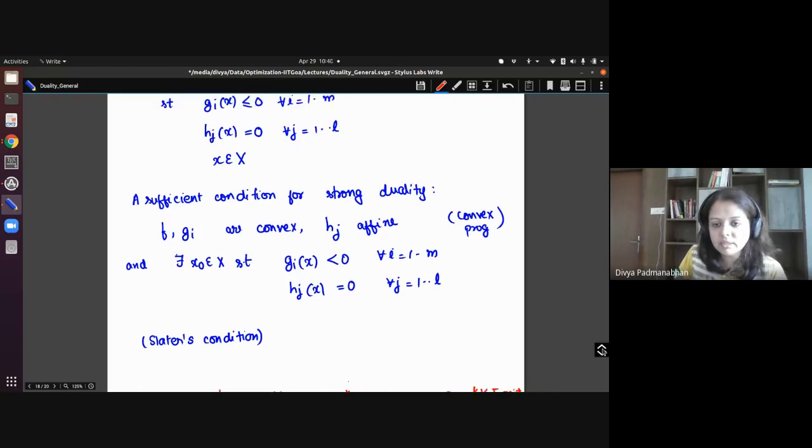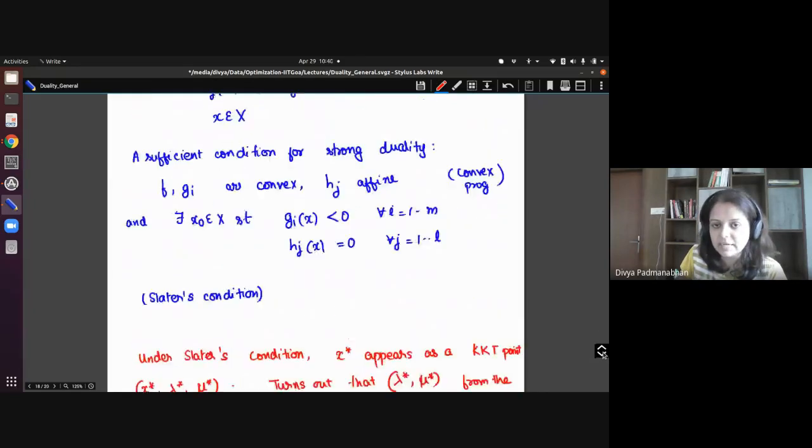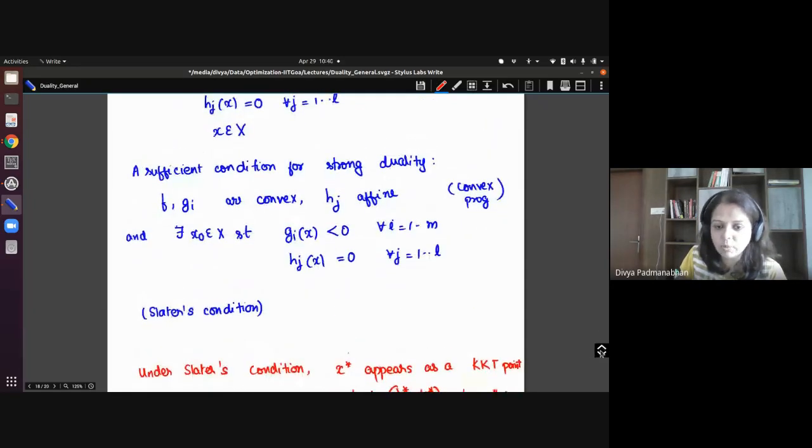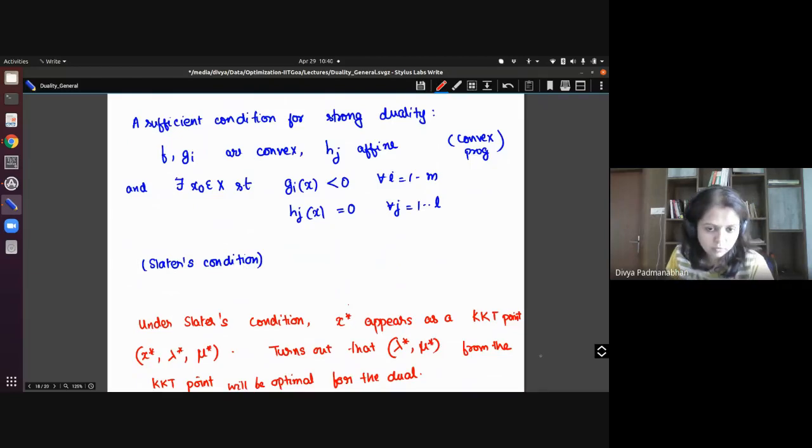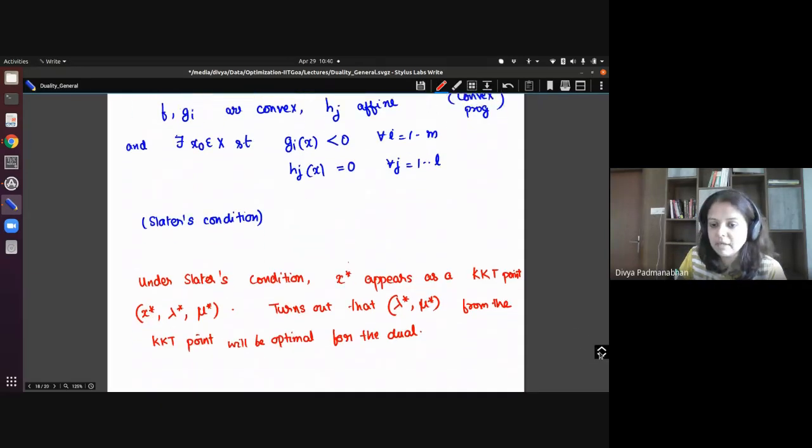Now here too, if the Slater's condition is satisfied for a convex optimization problem, then it turns out that strong duality will hold. And in particular, the lambda and mu that you solve from the dual will also appear in a KKT point. Okay, so that's the result in this space, and maybe we'll just see an example.